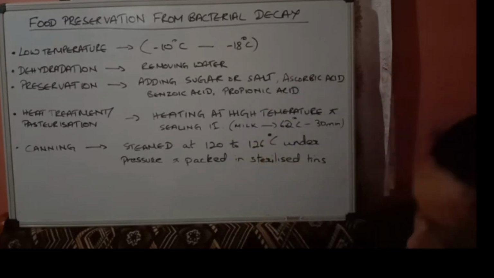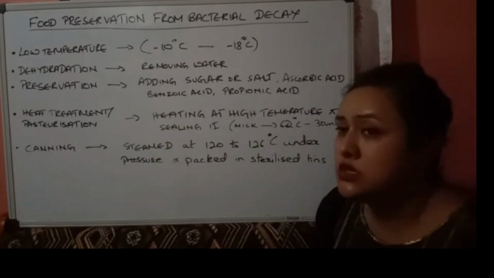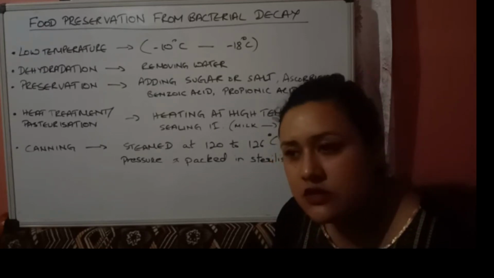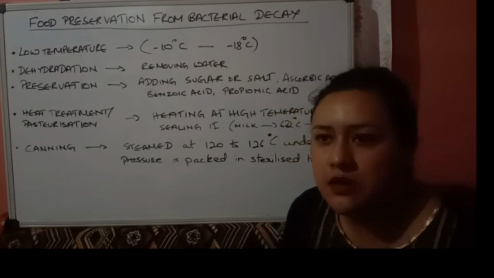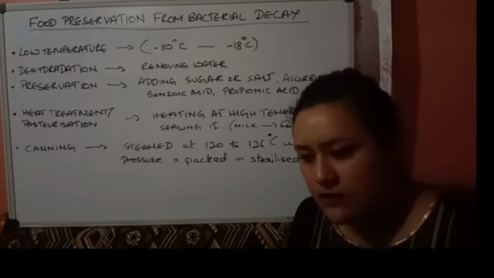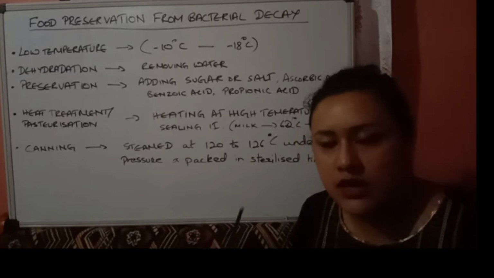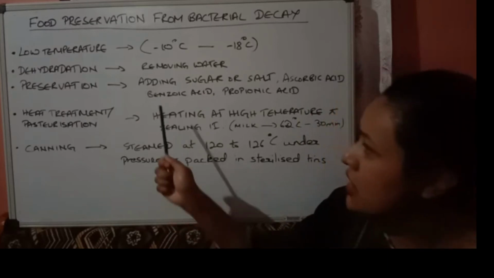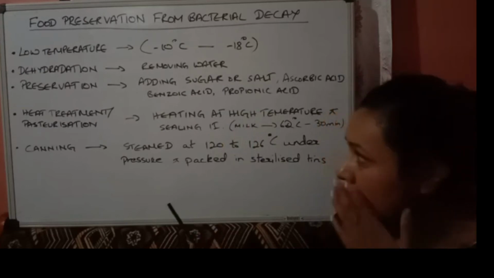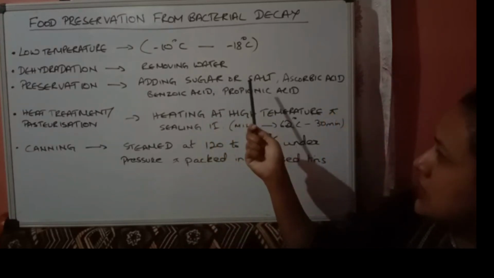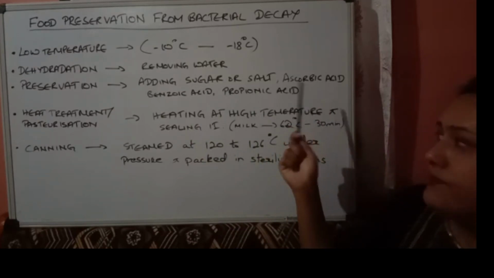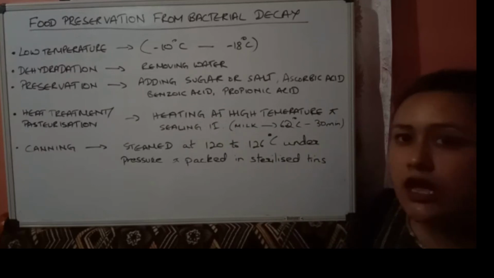Then the second one is preservation. You can preserve your food by adding preservatives. We have seen pickles, jellies, jams. How are they preserved so that they are kept for a longer period of time? They are canned and kept. How? That is done by adding sugar and salt. These are natural preservatives. We can add sugar and salt, and also chemical preservatives like ascorbic acid, benzoic acid and propionic acid.